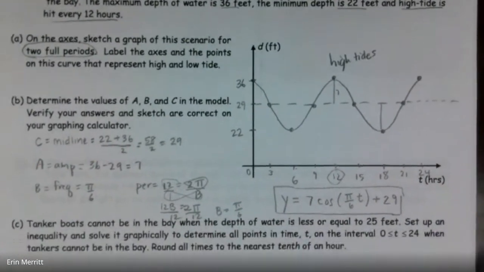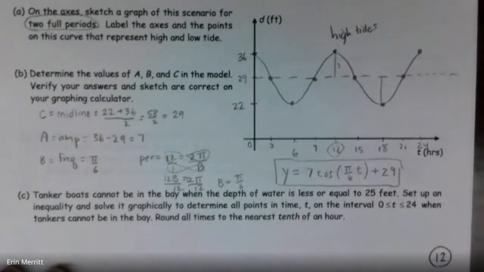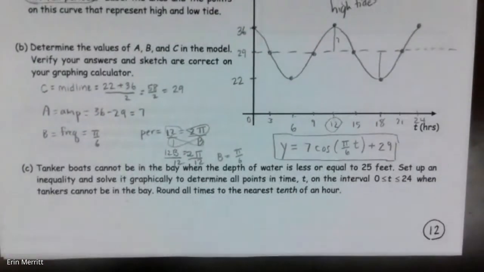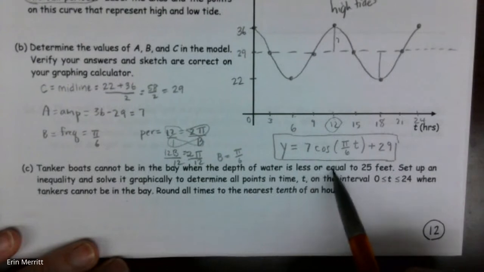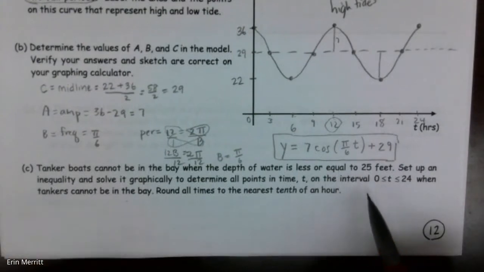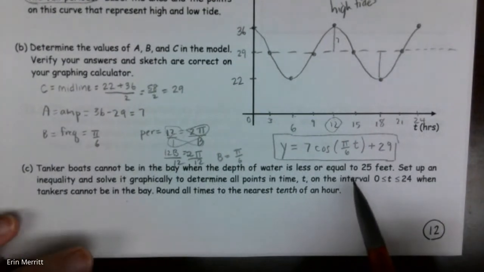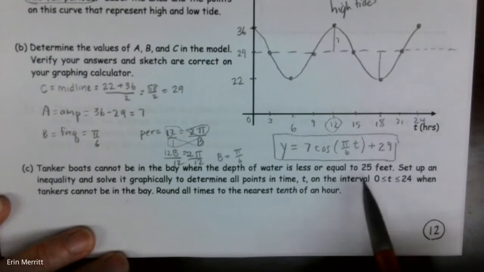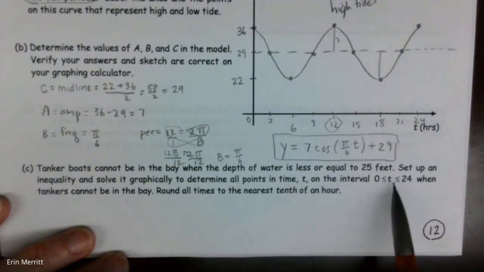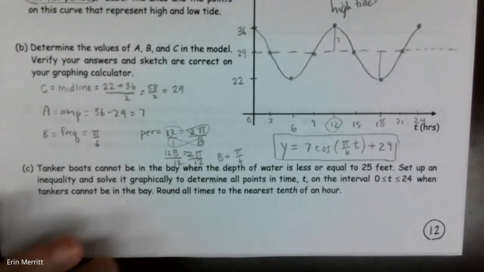All right, for the second part of this question, I'm going to tip this up a little bit. It's saying tanker boats cannot be in the bay when the depth of the water is less than or equal to 25 feet. Basically, because it's going to hit the bottom, and that would not be good. Set up an inequality and solve it graphically to determine all points in time on the interval from 0 to 24 when tankers can't be in the bay.